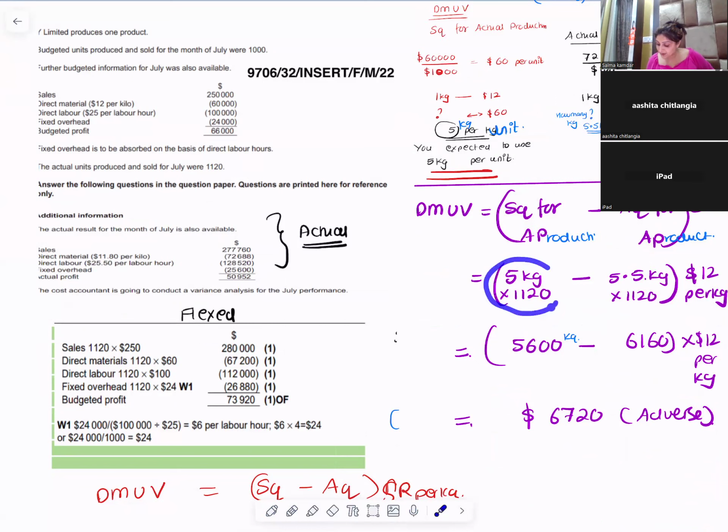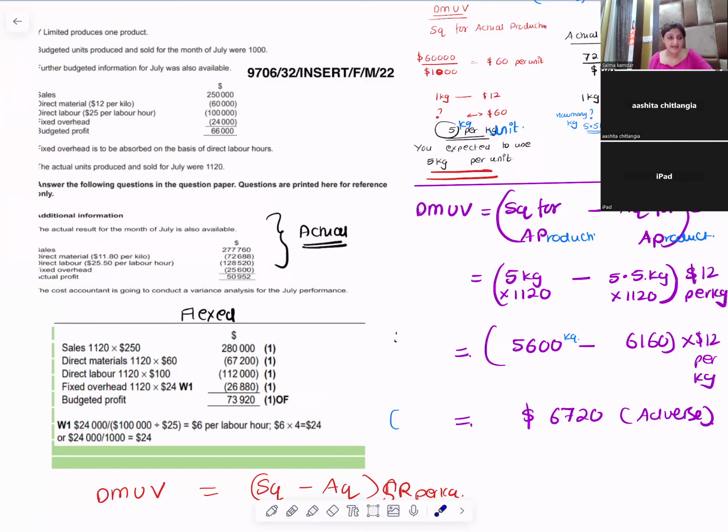So standard quantity for actual production is 5,600. Actual quantity for actual production is 6160. That means you expected to use 5,600. You were supposed to use 5 kg per unit, but you used 5.5 kg per unit. So is it favorable or adverse? This is adverse. You used more.